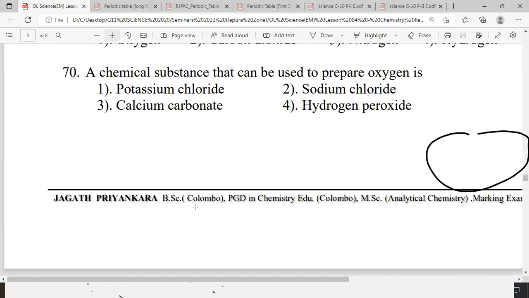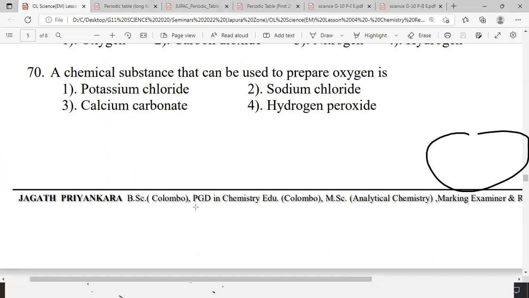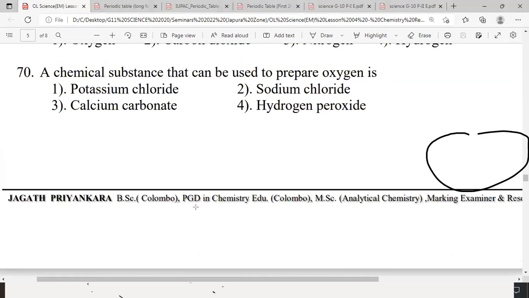Look at this. Any volunteers who can give the answer? Not me? Very good. Answer is hydrogen peroxide.